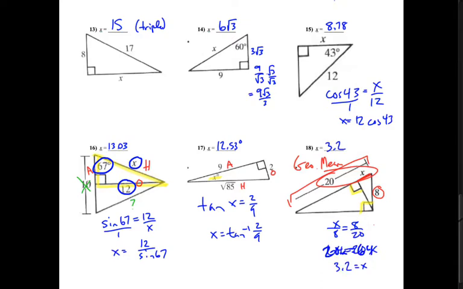Sorry for my scribble there. Let me fix that very quickly. There, when you cross multiply, we get 20x equals 64. Divide by 20, 3.2 is x.